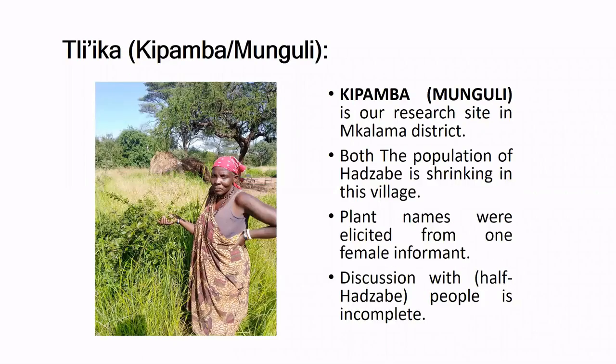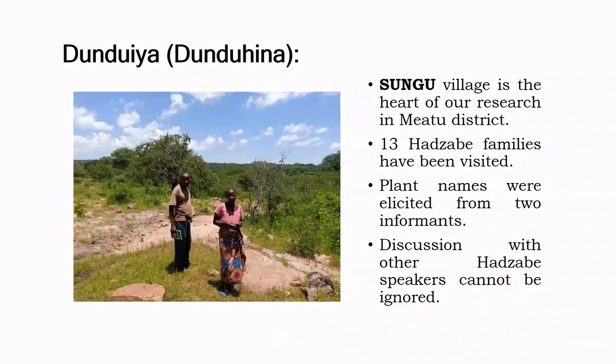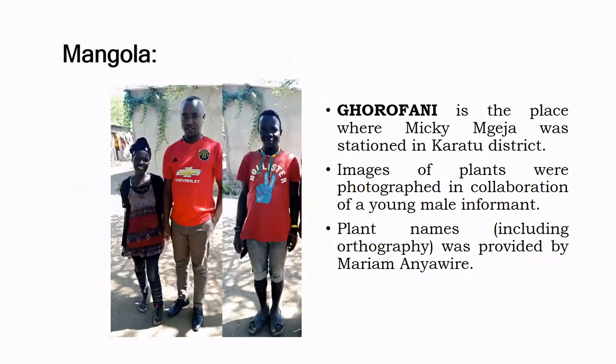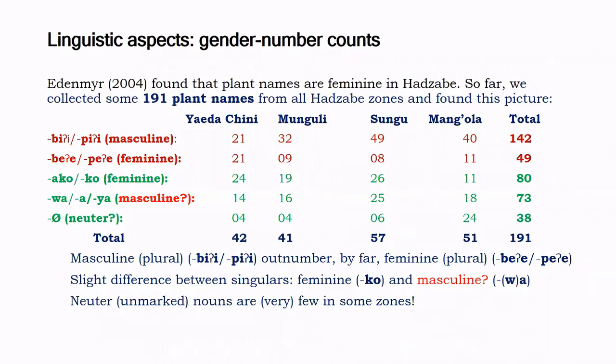Okay, her father is Athman, but I can't recall her first name. And this is also a lady, and in this zone I worked with both too. Now, with at least four speakers, this is the pattern we obtain.